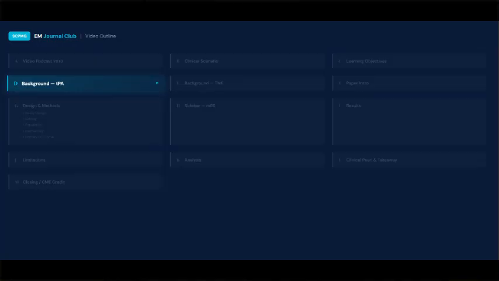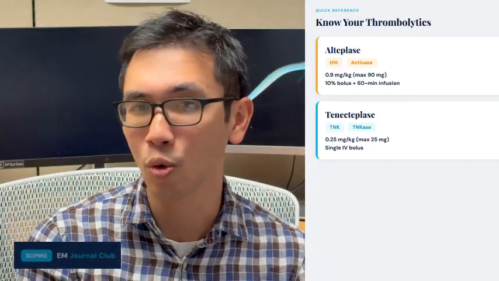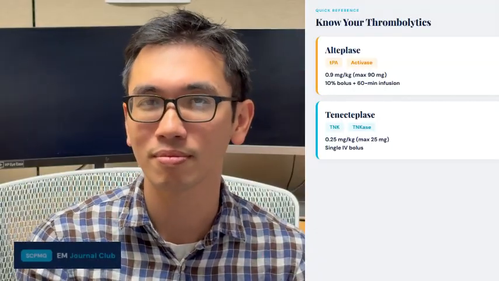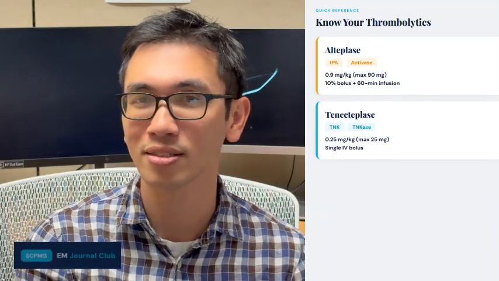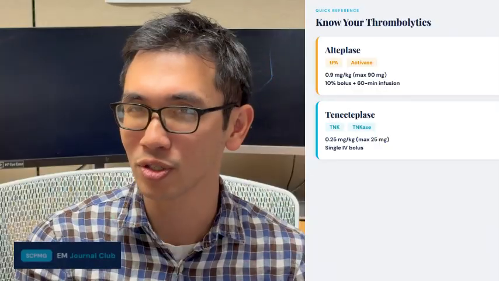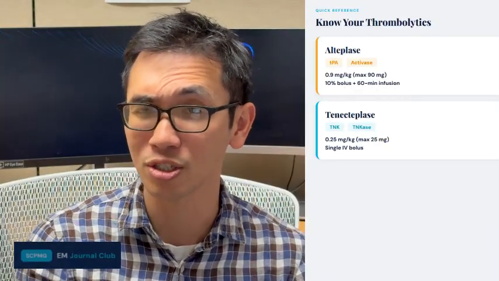Background. So let's set the stage. Before we dive in, a quick note on terminology, because you're going to hear these drugs referred to in a few different ways. Alteplase is also known as TPA, or by its brand name, Activase. Tenecteplase goes by TNK or TNKase. You may hear me use these interchangeably, and you'll definitely see them used interchangeably in the literature.